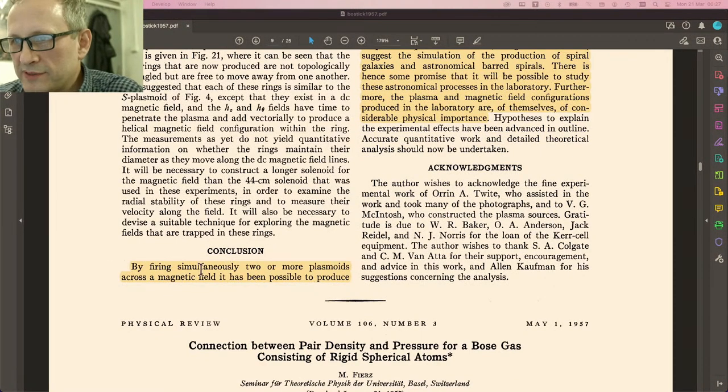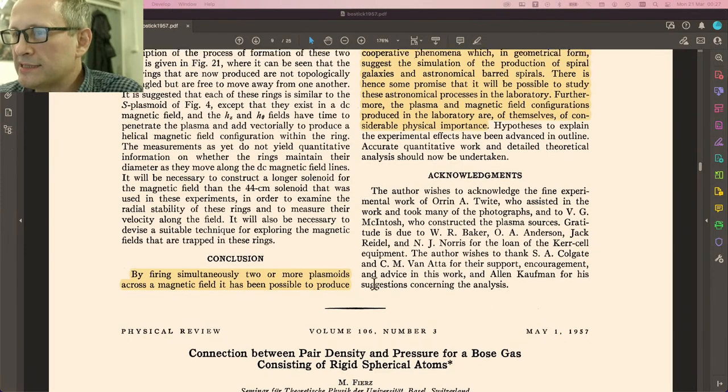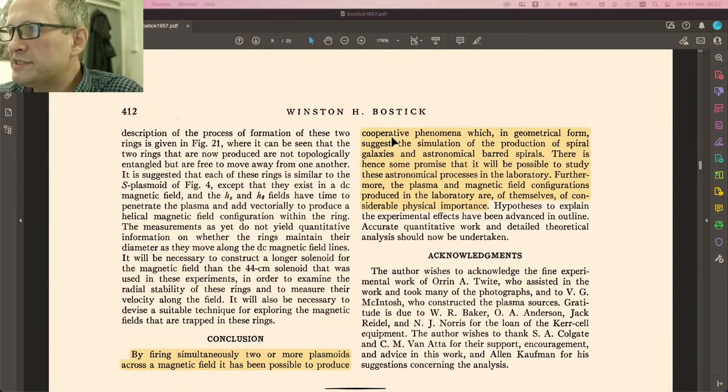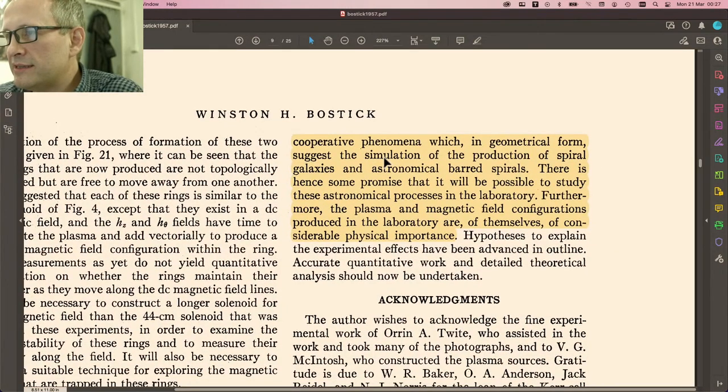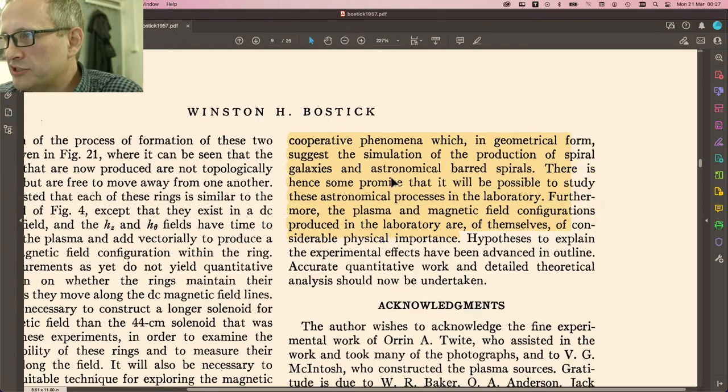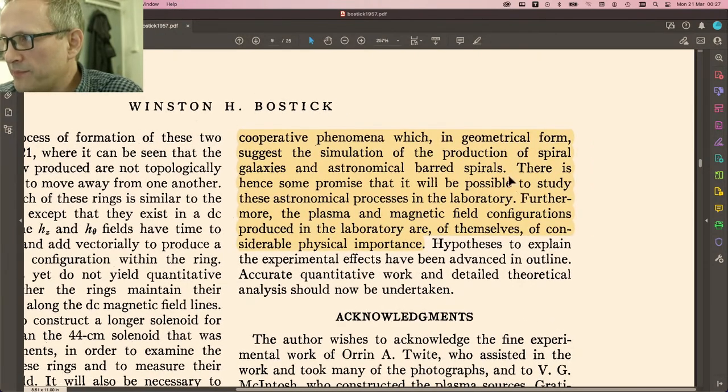By firing simultaneously two or more plasmoids across a magnetic field, it has been possible to produce cooperative phenomena, which in geometrical form suggest the simulation of the production of spiral galaxies and astronomical barred spirals. There is hence some promise that it will be possible to study these astronomical processes in the laboratory. I think we can. I think that's exactly what we've been doing for the last 4 years.